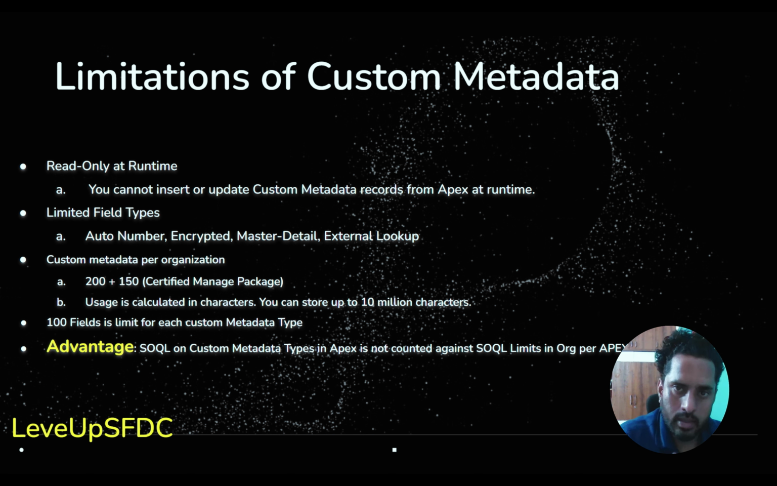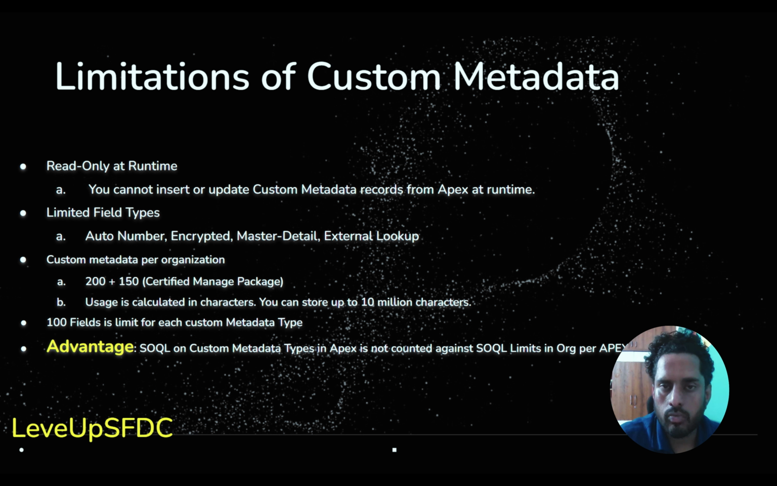Now, per organization, we can have 200 custom metadata types, with the addition of 150 metadata types when they come from a certified managed package. And there is a usage limit. We can have up to 10 million characters of metadata records in the org. Each field will be counted against the characters that it holds. For example, even standard fields like label will have the characters counted.